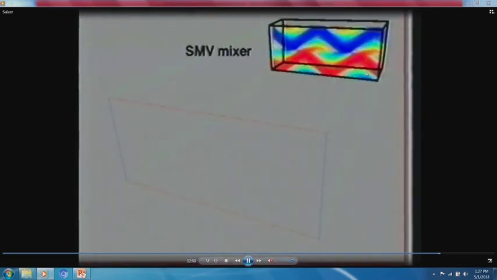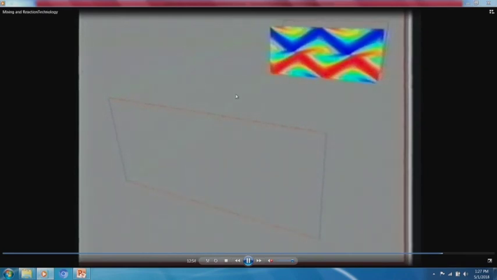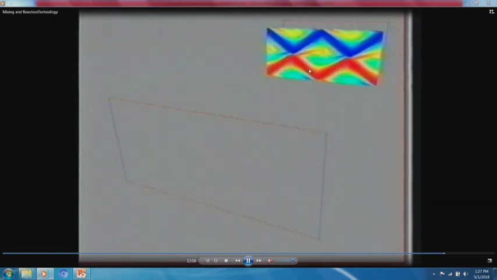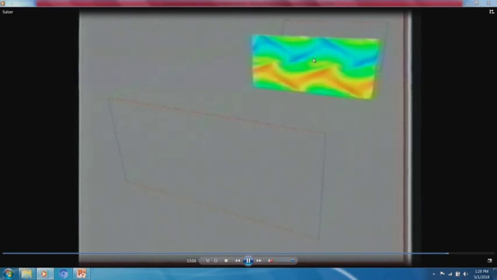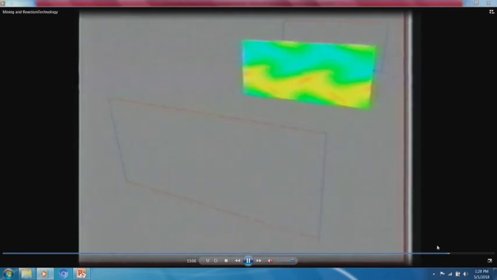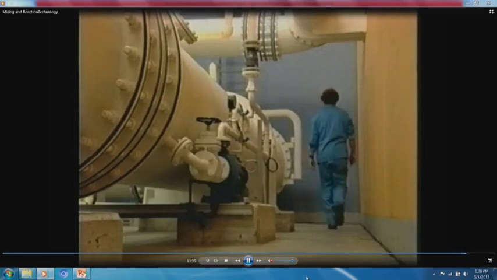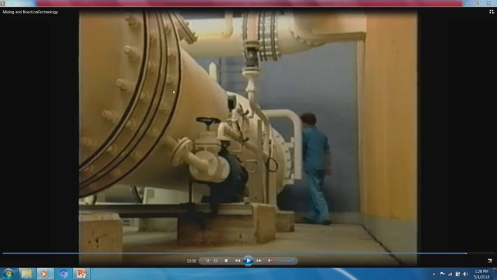Anyway, let's go on down to the end of this and give you an idea how big these static mixers become. Here's an example of flow computations through the static mixer. Now, this video is actually 20 years old or so. I've had it a long time. And you can see these computations. The computations are only getting better and better, right? Now we give you an idea how big these static mixers can be. They can be quite big, right?